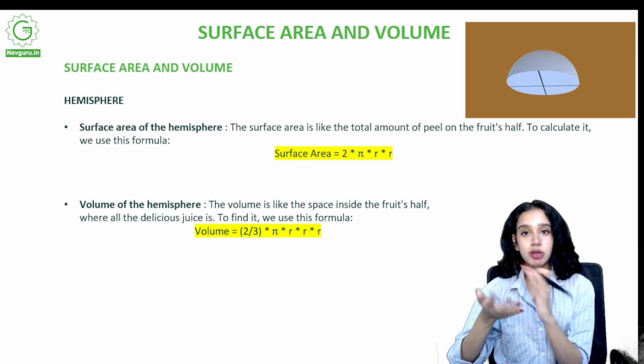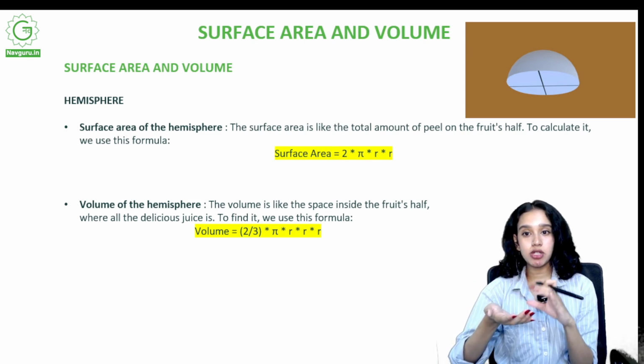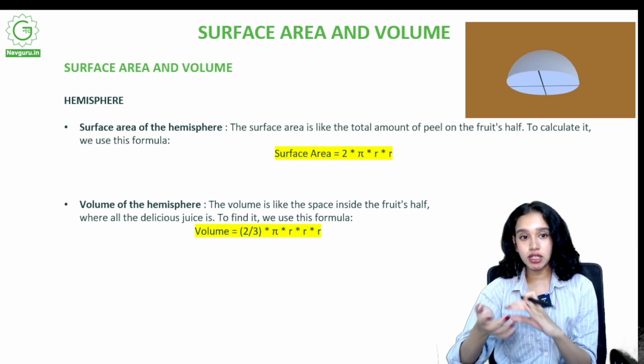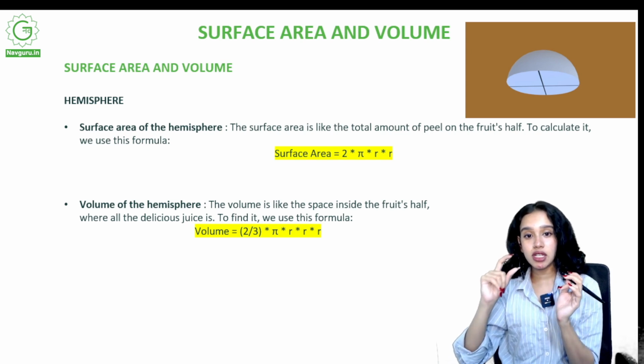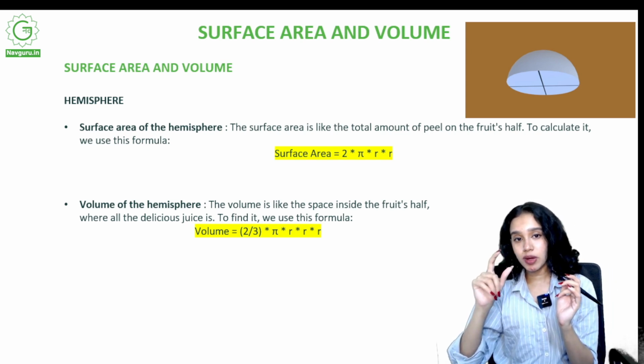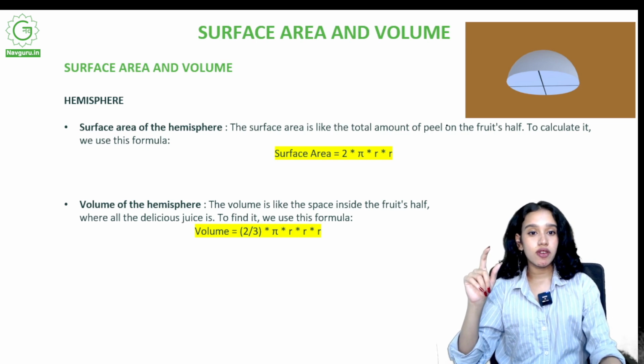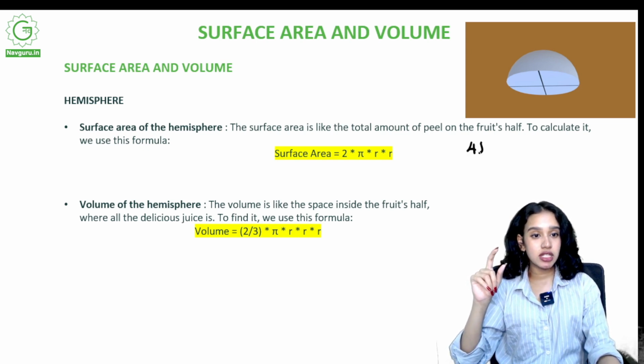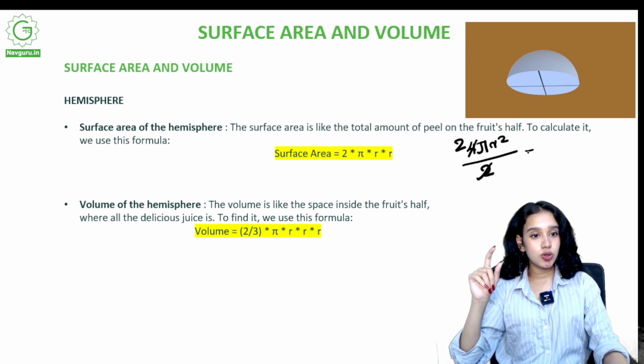So if we cut a sphere into 2 parts, there would be an upper hemisphere and then there would be a lower hemisphere. So how do we find the surface area of a hemisphere? That is one of the hemispheres. So we know that the surface area of a sphere is 4 pi r square. So we divide it by 2 and we get 2 pi r square, right?